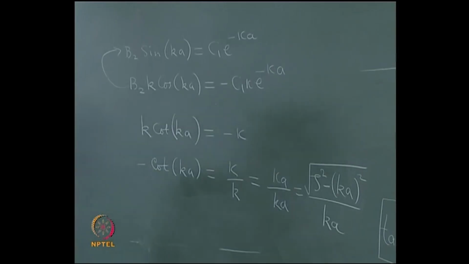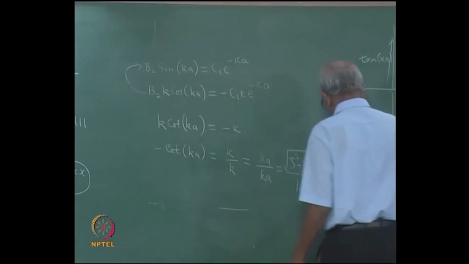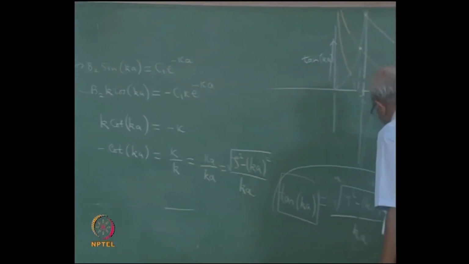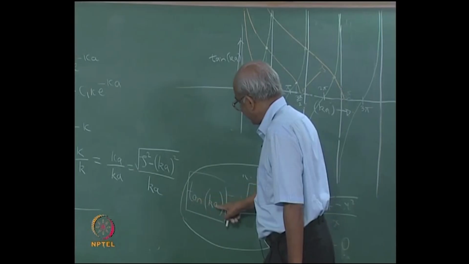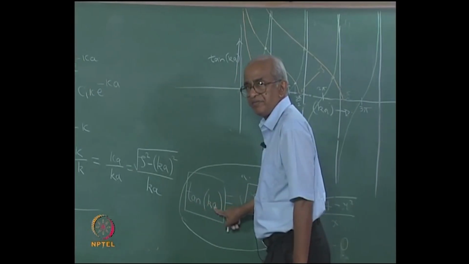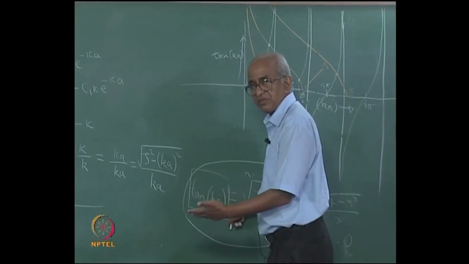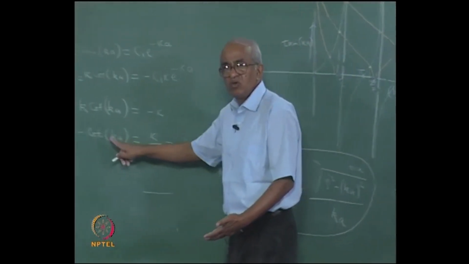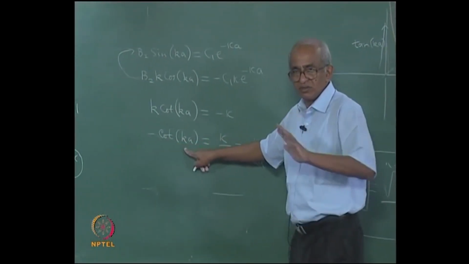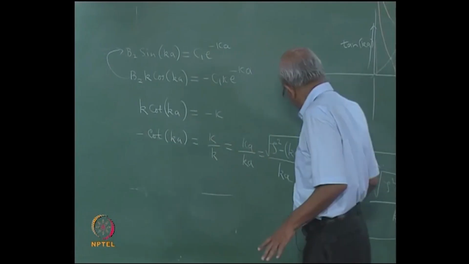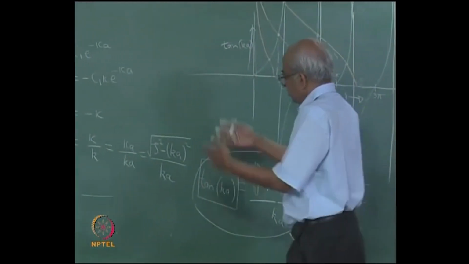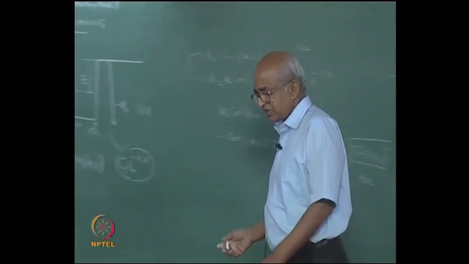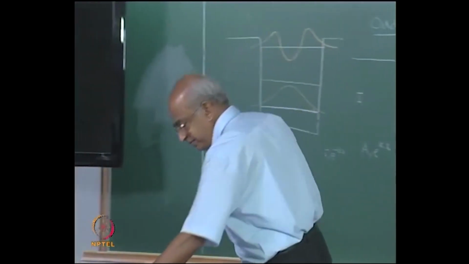So, earlier our transcendental equation was this one. All that has happened is, instead of having tan Ka, the left hand side has been replaced with minus cot Ka, that is all. Other than that, there is no difference. This function has changed. So, let us make a graphical analysis again in a very quick fashion.